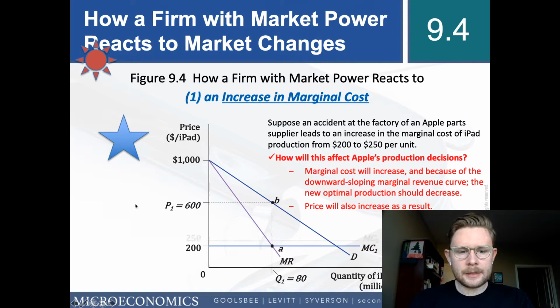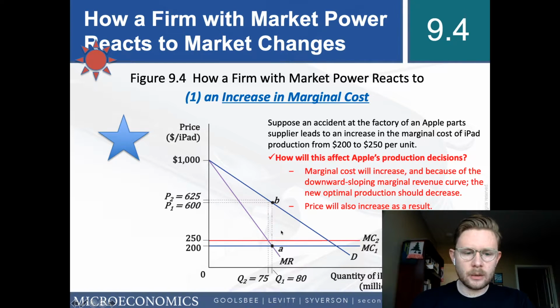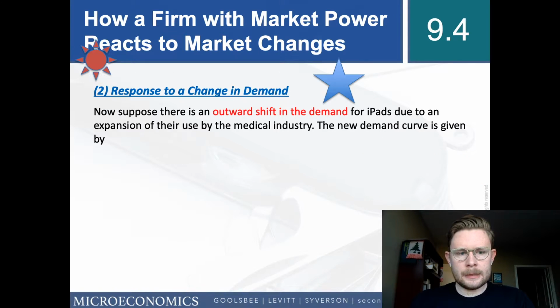So now we have this accident that raises marginal cost from 200 to $250. We still want to have an equilibrium point, or a profit maximization point, where marginal cost equals marginal revenue. That's this point C. And then we trace up to the demand curve to point D, and we have a new higher price. Since Apple has market power over iPad pricing, they're able to charge a higher price and produce fewer units after their marginal cost increases.